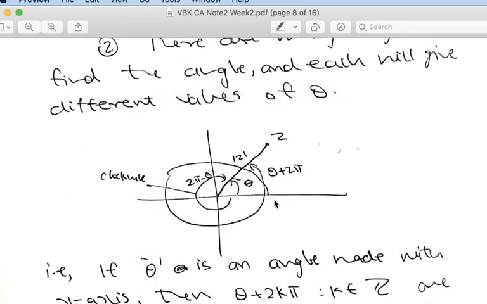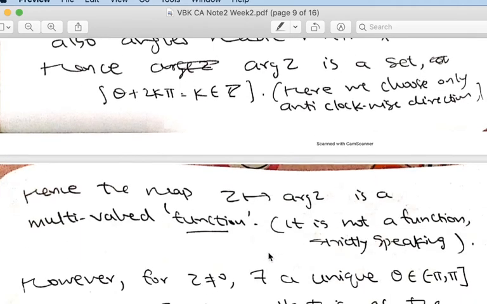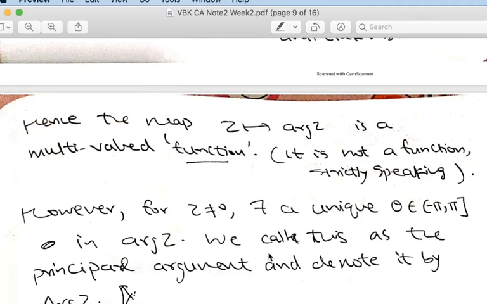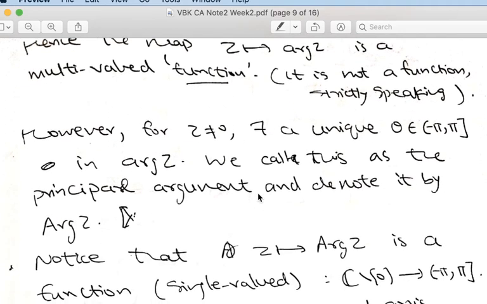So the angle is computed in the anti-clockwise direction, but you can see that it's a multivalued function, because the angle from here to here is theta, but it is the same as if you compute it as theta plus 2 pi, or if you are computing it from here to here, it is theta minus 2 pi and so on. So it's a multivalued function. That's something you can easily see. Okay. And also for z equals 0, it is not defined at all.